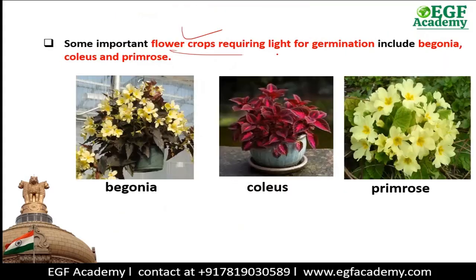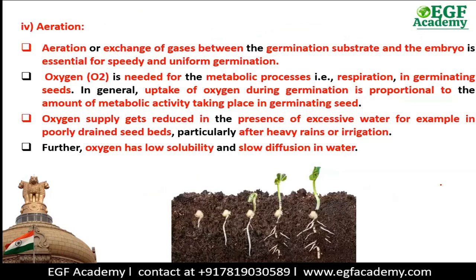Some plants need a lot of light for germination. For example, begonia, coleus, primrose are examples. Then aeration. Now the seed also does respiration. There is also exchange of gases in it. So the seed needs oxygen for metabolic processes, means respiration, just like we need oxygen for respiration. Similarly, the seeds which are germinating also need oxygen. So oxygen availability is very important.